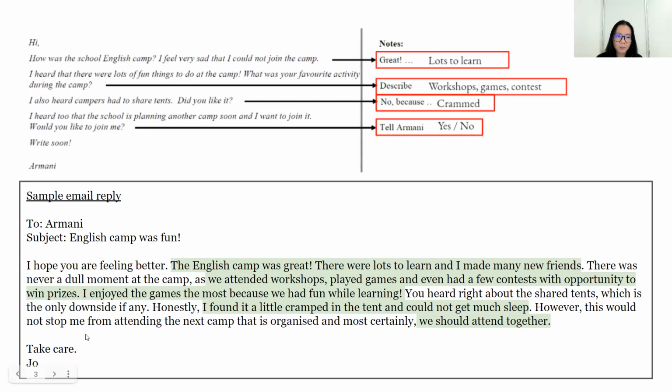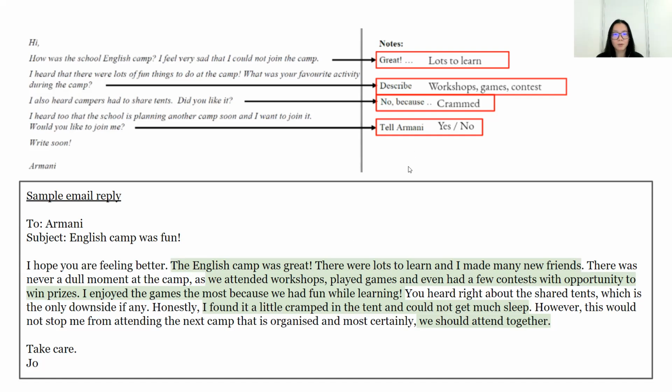However, this would not stop me from attending the next camp that is organized, and most certainly, so answer your friend, we should attend together. So take care, Joe. So the sign off here for an email can be simple like this, like take care or see you soon, all right? And then sign off with your name, okay? So this is a sample email. What's important to note here is you can see that I wrote very specifically to answer on point to the notes that were given, all right?